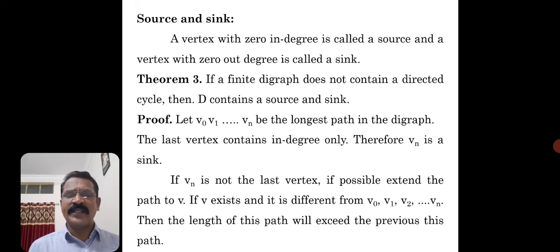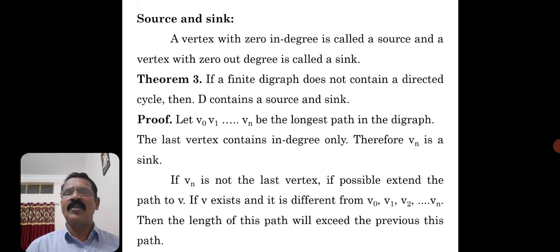So what we have to consider: let V0, V1 and so on, Vn be the longest path in the digraph. Suppose there are n vertices including V0. So we consider a longest path V0, V1 and so on, Vn. The last vertex contains in degree only. Definitely the last vertex, the end vertex in a path. The last vertex is called an end vertex.